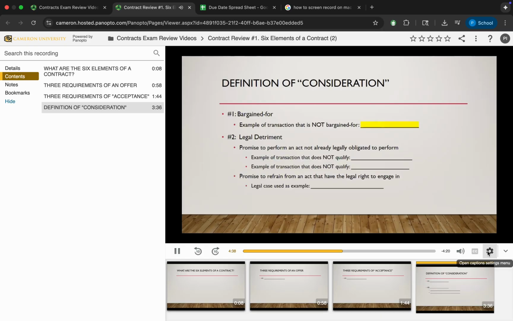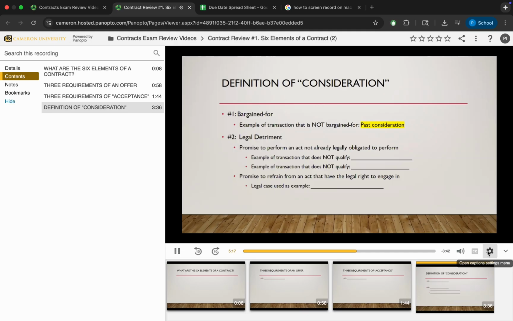On this slide, we're going to elaborate on these 2 parts of the definition. The examples I'm going to give you were items that we discussed in class. When we talk about whether actions are bargained for, we studied a specific type of transaction where we know for certain that the action was not bargained for. And this is what we call past consideration. Past consideration is where the action under the agreement happened before the other party promised any type of performance.